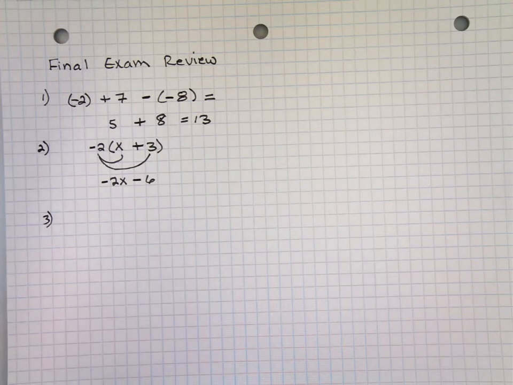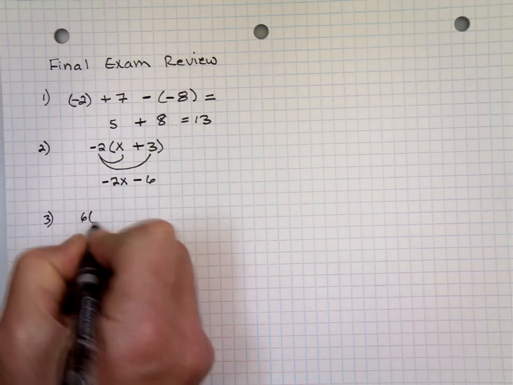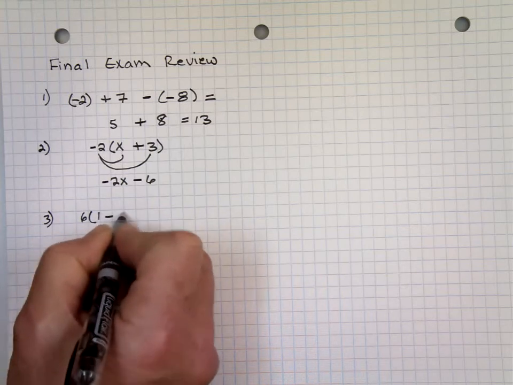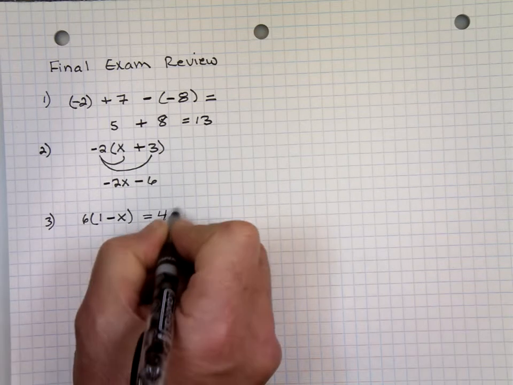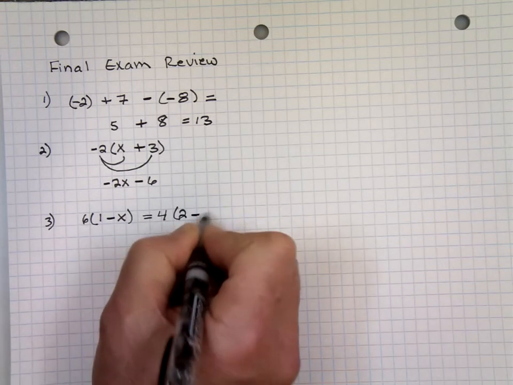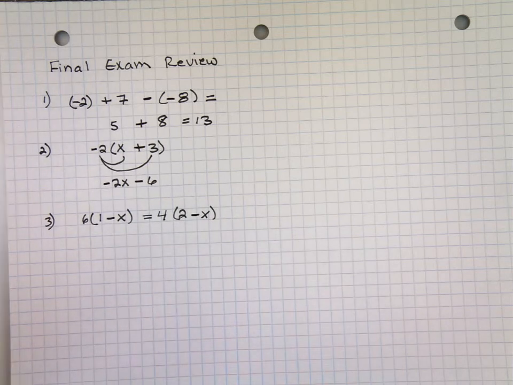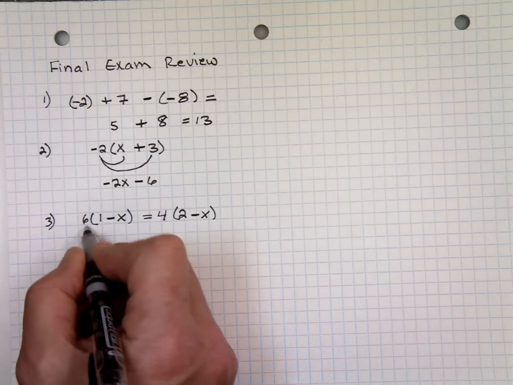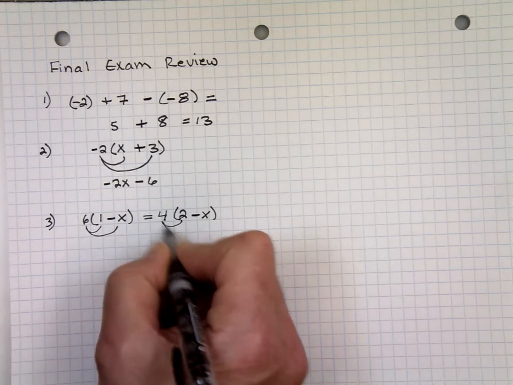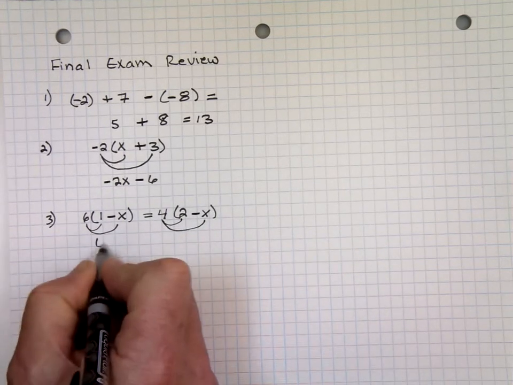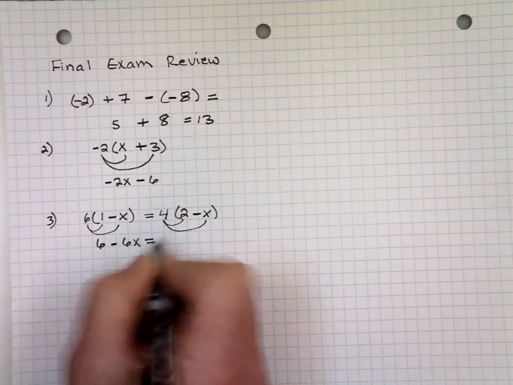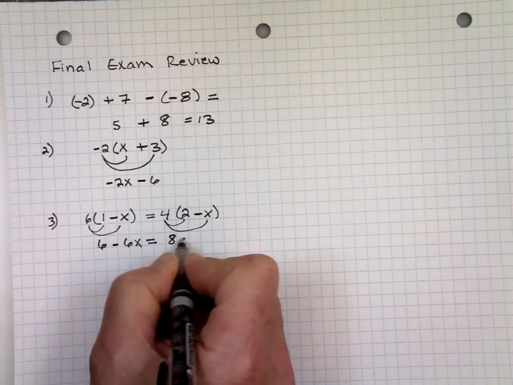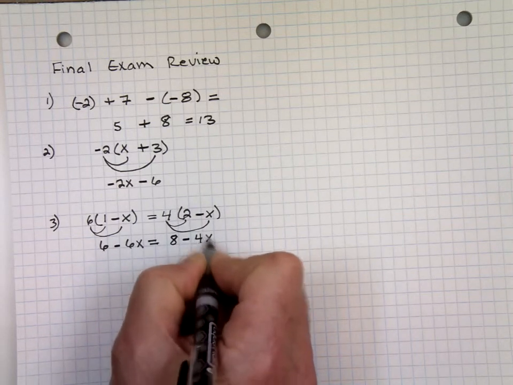Question 3. 6 times the quantity 1 minus x equals 4 times 2 minus x. Okay, distribute everything first. That'll be 6 minus what? 6x equals 4 times 2, 8 minus what? 4x.